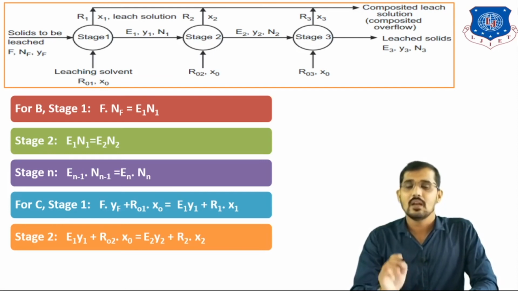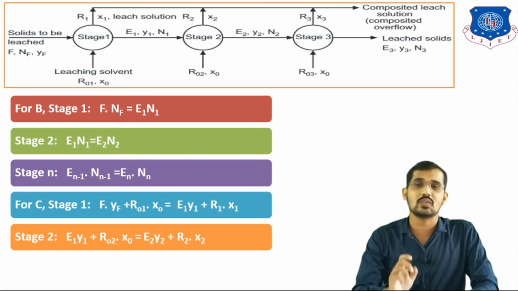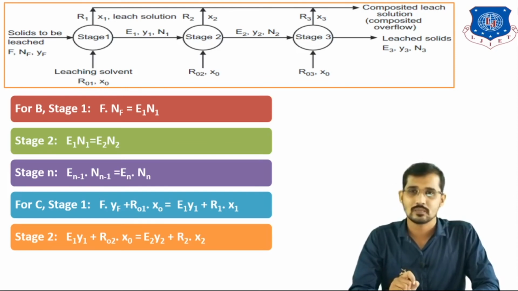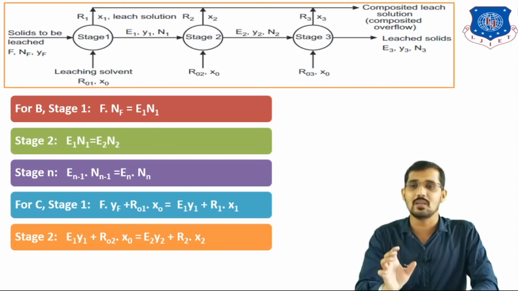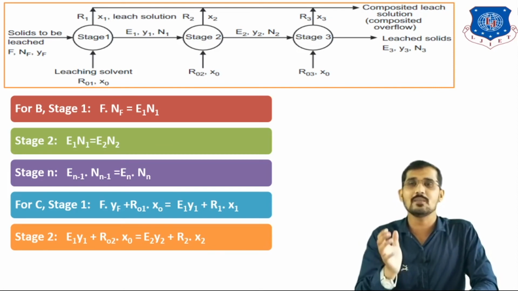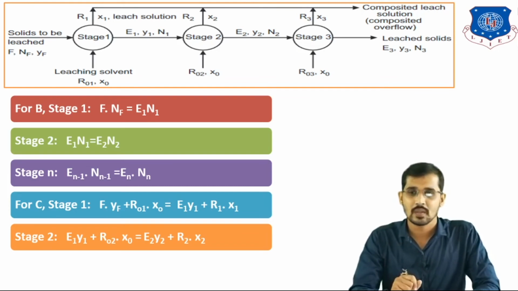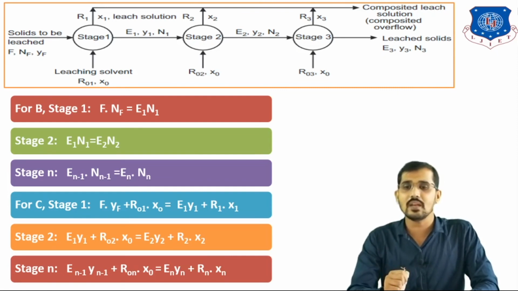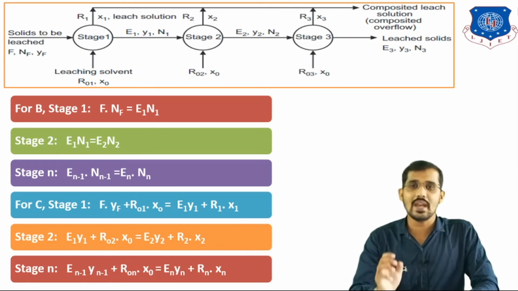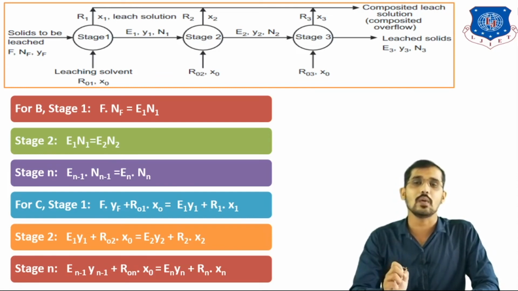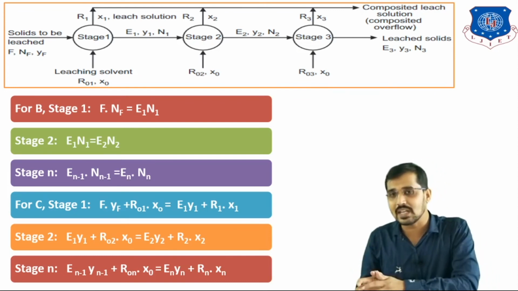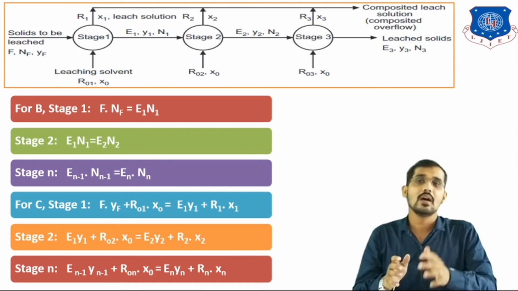After that you can see here Y1, X0, Y2 and X2 are the mass fractions of the solute C in overflow and underflow. Okay, X stream is related to the overflow and Y stream is related to the underflow. Similarly I can write for the nth stage in this manner: En minus 1 into Yn minus 1 plus R0 n into X0 is equal to En Yn plus Rn into Xn. I am repeating, we are writing feed stream compositions on the left hand side and outlet stream compositions on the right hand side.